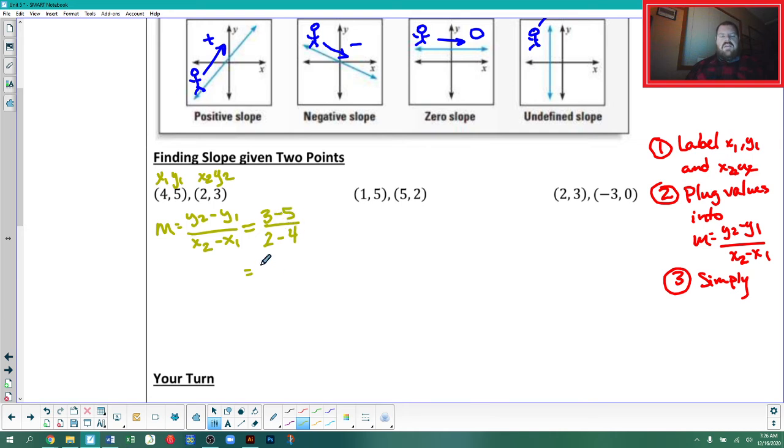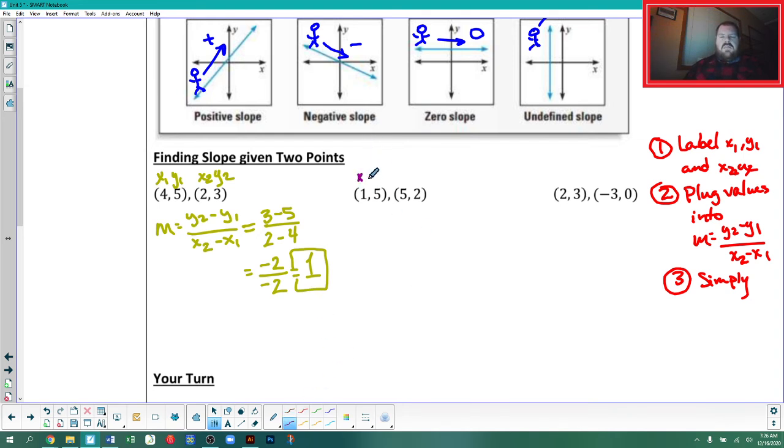3 minus 5 is negative 2. 2 minus 4 is negative 2. And negative 2 divided by negative 2 is positive 1. So my slope is positive 1.